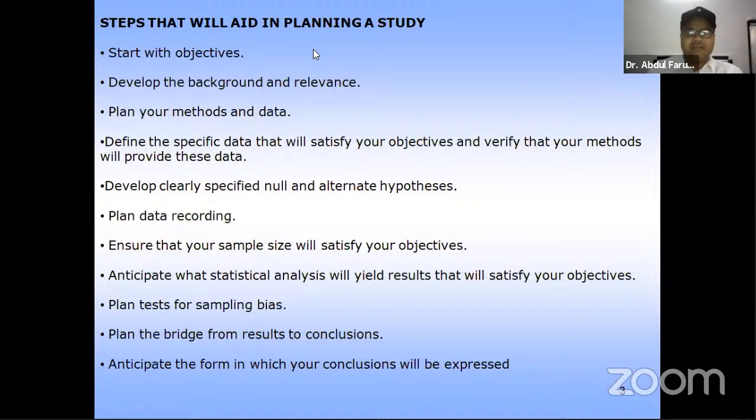So all these points that we have told you are the planning of a study, and when we plan a study, you will have to see all of these points step by step.